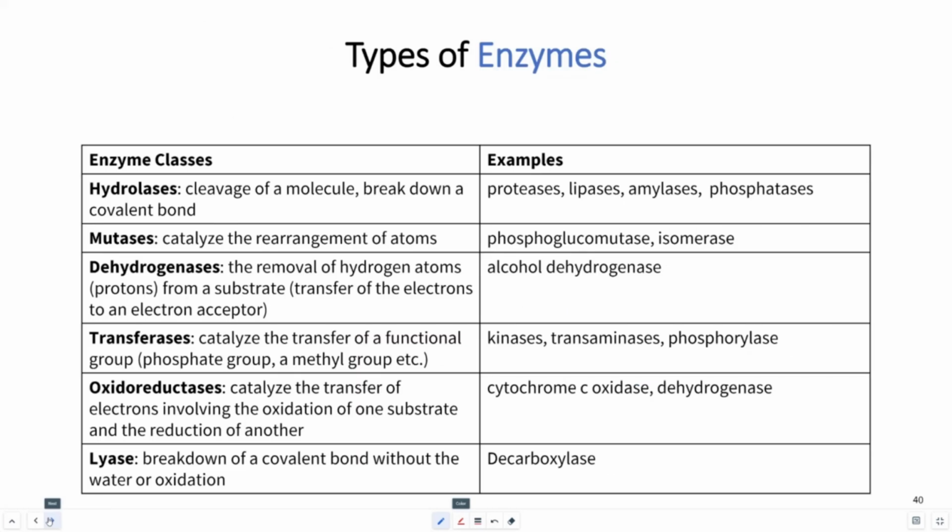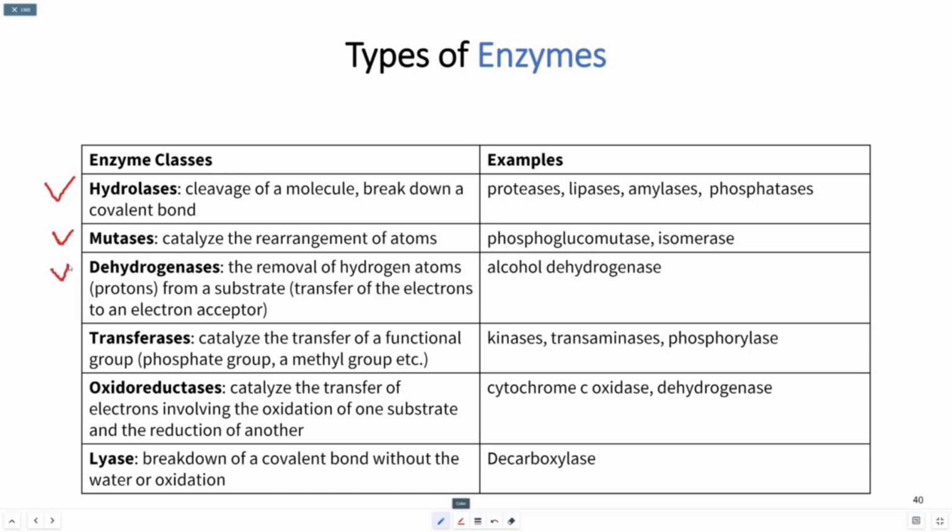Now let's talk a little bit about some of the enzymes in cellular respiration. There are several types of enzymes that we're going to cover. Even though there are thousands of enzymes, they have been classified into 6 major categories. We have the oxidoreductase, the transferase, the hydrolase, the mutase, dehydrogenases, and lyases. The hydrolase is an enzyme that cleaves one molecule by breaking down a covalent bond. A mutase, also known as isomerase, is an enzyme that will catalyze rearrangement of an atom.